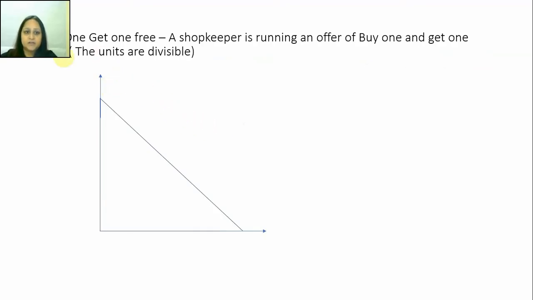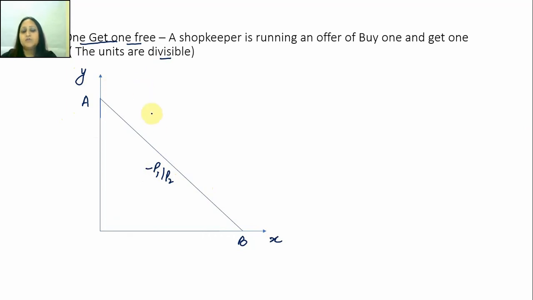The first question in the assignment was buy one get one free. एक शॉपकीपर ने एक ऑफर दी है, इसके अंदर उसने बोला है बाय वन गेट वन फ्री और इसके अंदर हमारे जो यूनिट्स हैं वो डिविजिबल हैं. So before the offer, the budget line of this person was this, with A and B, the slope of this budget line being minus P1 by P2, right? And you have good X on the X axis, good Y on the Y axis.